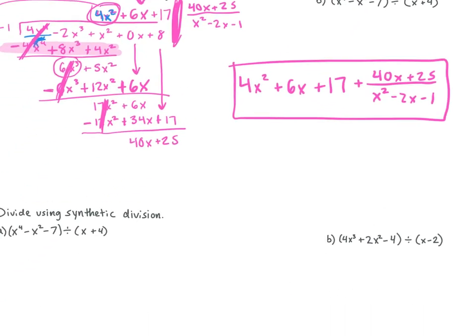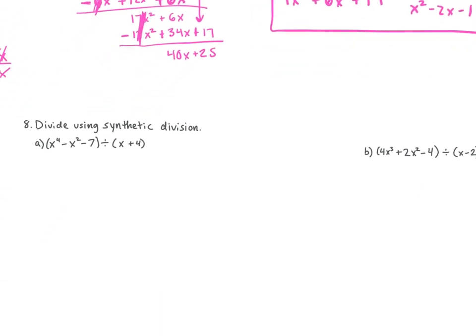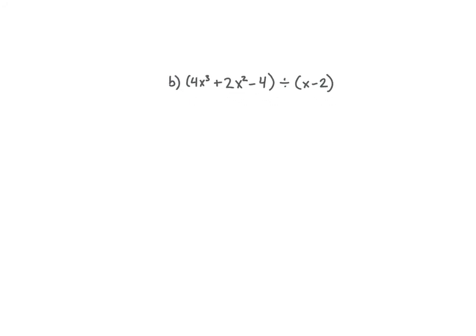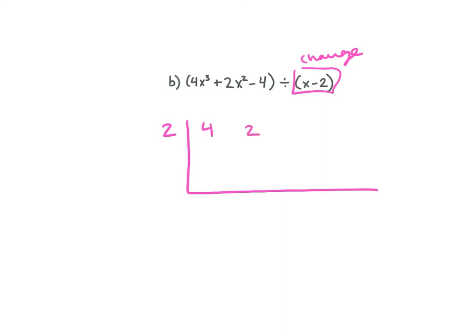All right, let's move on to synthetic division. So we did A, so let's look at B. What goes outside? Positive 2. So remember, we change the sign here. What goes inside? 4, 2, 0, negative 4. Because here we have to put that 0x.